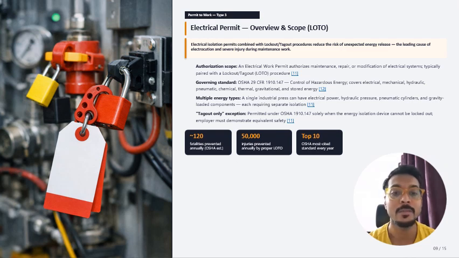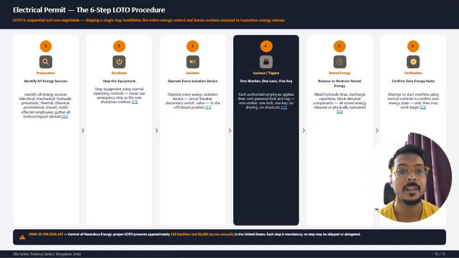So how important is it? About 120 fatalities are prevented annually, and 50,000 injuries are prevented annually, as per the records. It is also in the top 10 OSHA cited standards every year. That is a huge thing, so we should follow it. Okay, the six steps we can go through one by one.